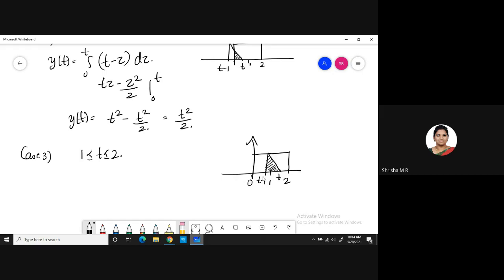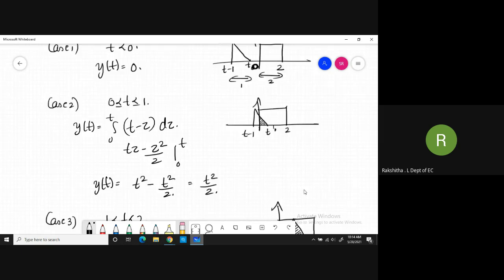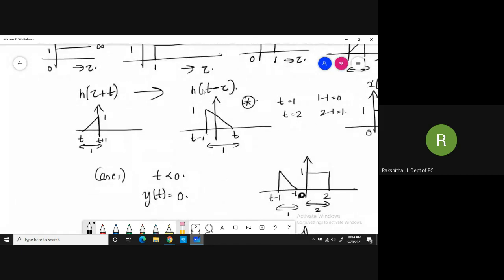What is minus 1 to t? Ma'am, h of t minus tau, it should be from minus 1 to t, right, ma'am? No, see, the width of 1 should be maintained. If this is t, this is t minus 1. So the width of 1 is maintained here, and here also. So one of the pointers is t, the other pointer is t minus 1 for you.